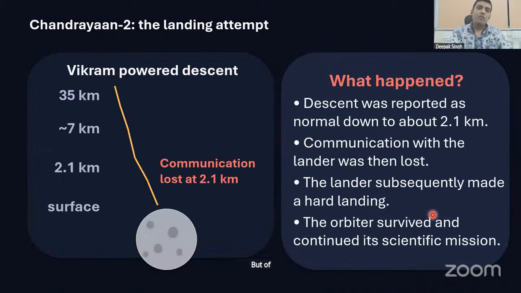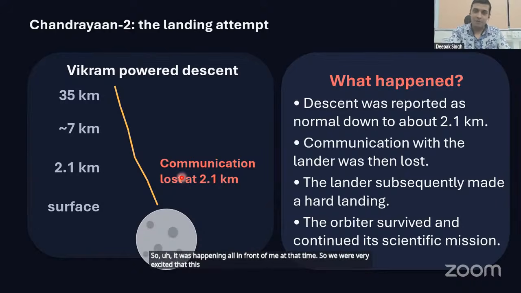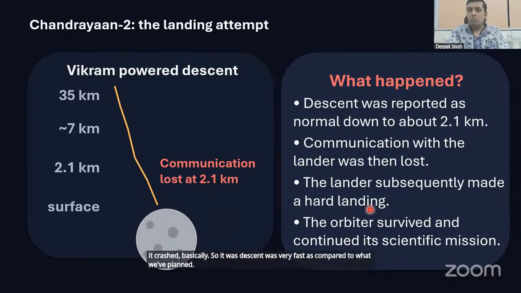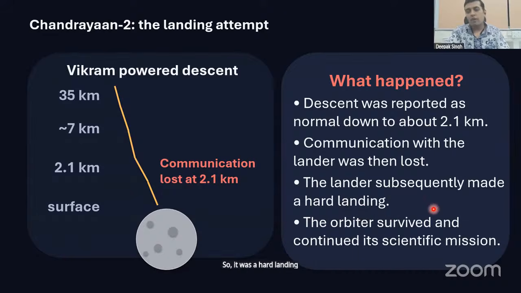But of course, once we reached around 2.1 kilometers, I was there working at that time in PRL, which is a subsidiary of the Department of Space, which is basically ISRO. So it was all happening in front of me at that time. We were very excited that this is going to land, but unfortunately, we lost the communication at around 2.1 kilometers just above the surface. So it was very close, and then it crashed basically. The descent was very fast as compared to what we planned. So it was a hard landing, and the orbiter, of course, was there.